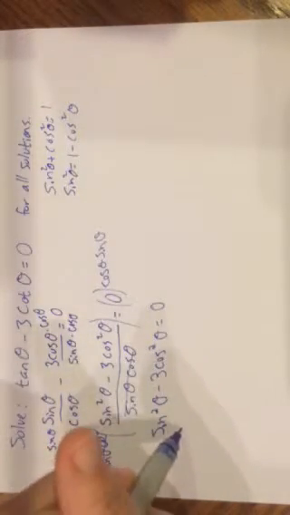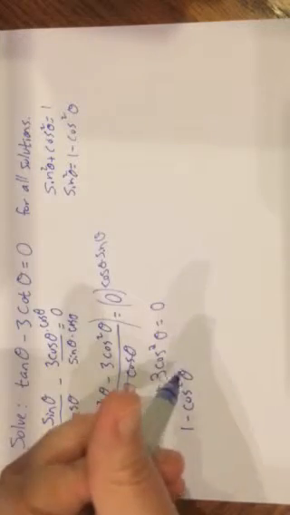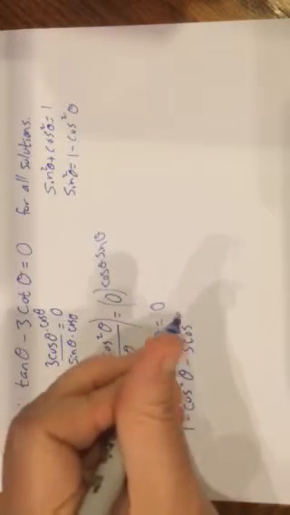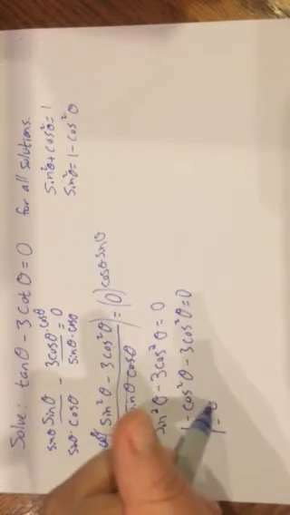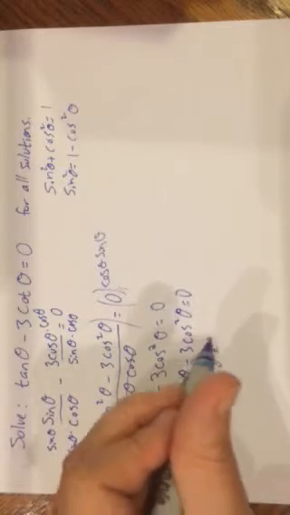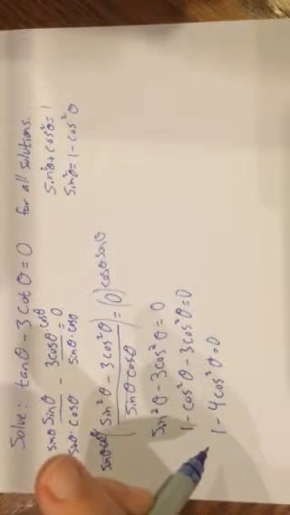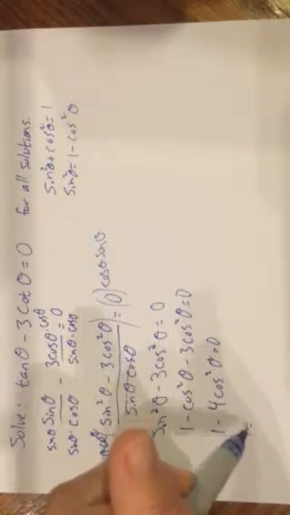Hopefully you remember the identity I think you should remember: sine squared plus cos squared equals 1. So I'm going to solve this for sine, just because I see it first. Sine squared theta equals 1 minus cos squared theta. So if I do that, 1 minus cos squared theta minus 3 cos squared theta equals 0. Combine like terms: 1 minus 4 cos squared theta equals 0. And now I can just solve for cos. So I'm going to add 4 cos squared theta to both sides.